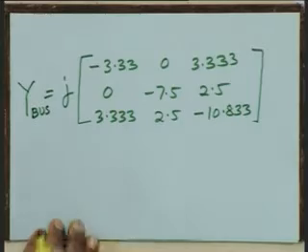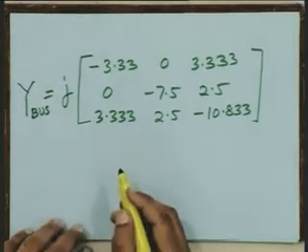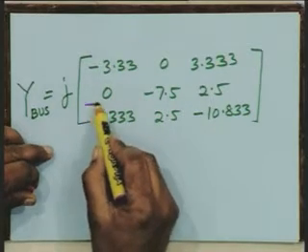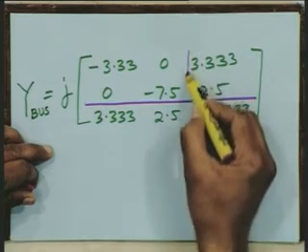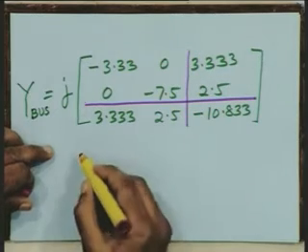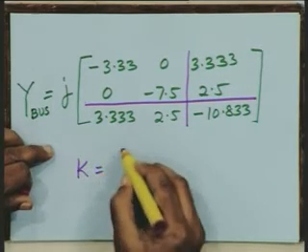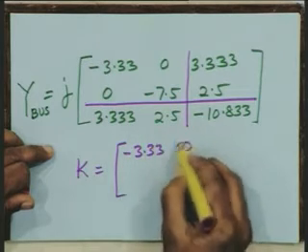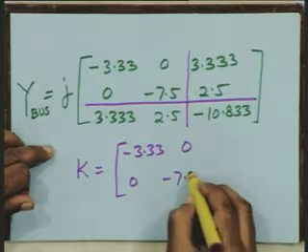Now, let us assume that node number 3 is one where there is no current injection, and I want to eliminate that node. What we do is that we partition this matrix, because there are 3 nodes, 1, 2 and 3. Therefore, we partition it in this fashion. So, K becomes now the matrix minus 3.33, 0, 0, minus 7.5.